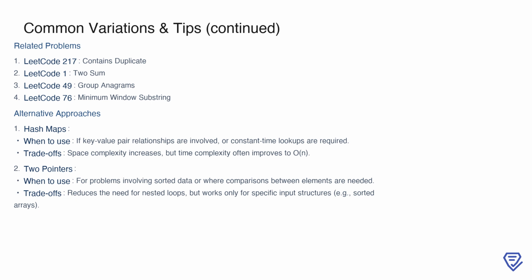Speaking of techniques, alternative approaches can make your solutions more efficient. Hash maps, for example, are ideal when there's a need for key-value pair relationships or constant time lookups. While they improve time complexity to O(n), they do increase space usage, so that trade-off should be considered. Another effective method is the two-pointers approach, which is particularly useful for problems involving sorted data or comparisons between elements. It reduces the need for nested loops, but it's only applicable in cases where the input structure supports it, such as sorted arrays. These tools can significantly streamline your problem-solving process, provided you apply them in the right contexts.